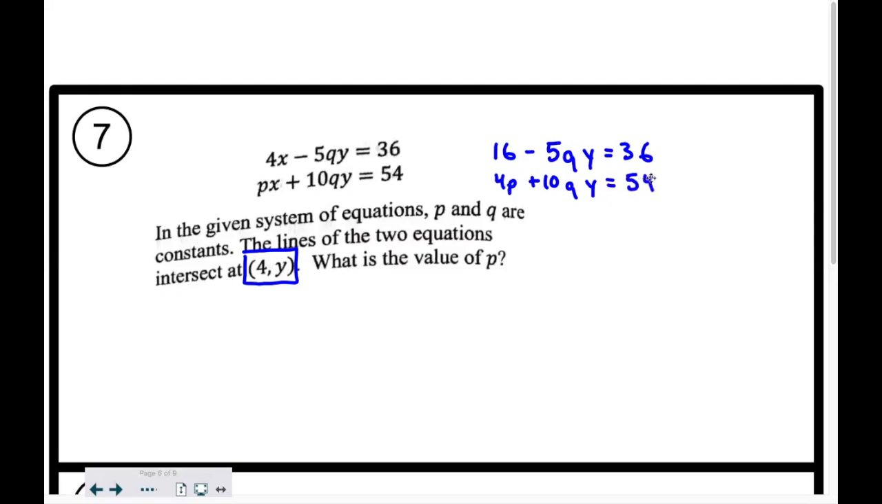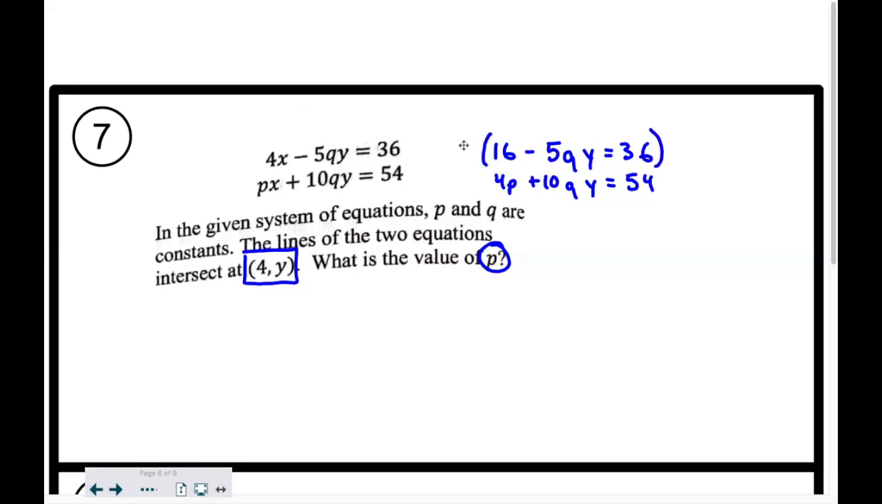Okay. And they want the value of p. Well, that means I do not want q or y to be in the problem. All right. Well, they set this up perfectly. Again, once you see what's going on, the problem's going to work out perfectly because they're set this way, right? Look how the QY, this one's 5 and this one's 10. We're just going to get rid of them by doing the elimination method.